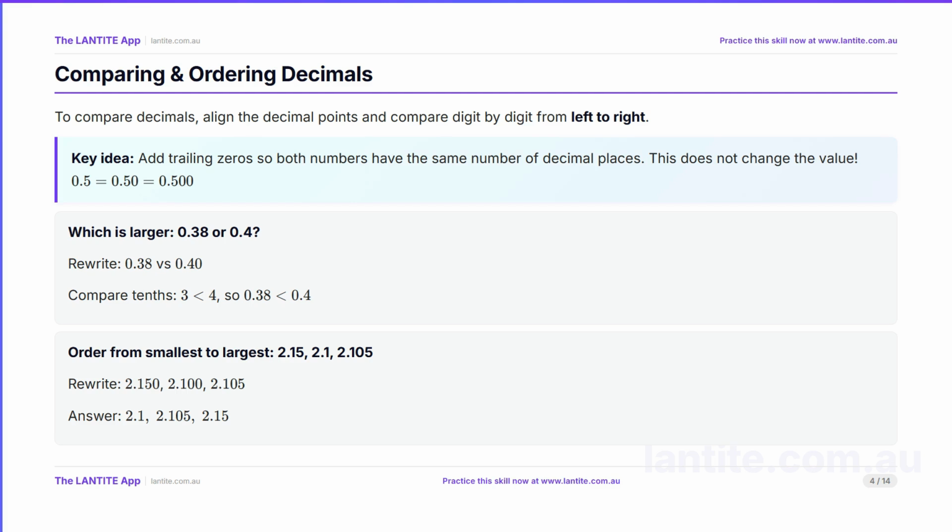Let's try an example. Which is larger, 0.38 or 0.4? Rewrite 0.4 as 0.40. Now compare the tenths. 3 is less than 4, so 0.38 is smaller. For ordering, rewrite 2.15, 2.1, and 2.105, all with 3 decimal places. Then it's clear the order from smallest is 2.1, 2.105, 2.15.